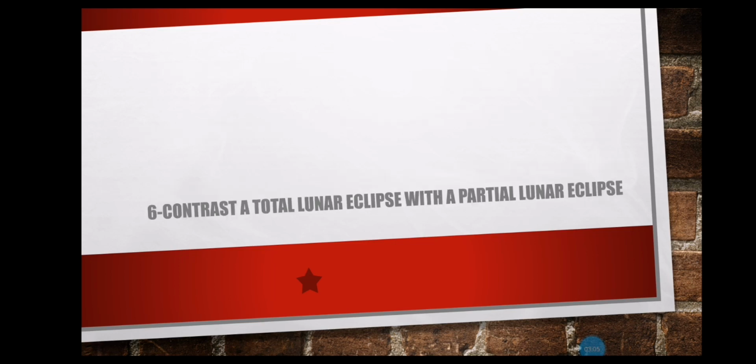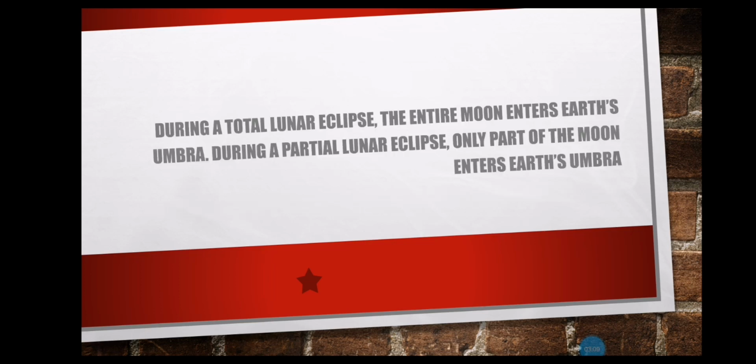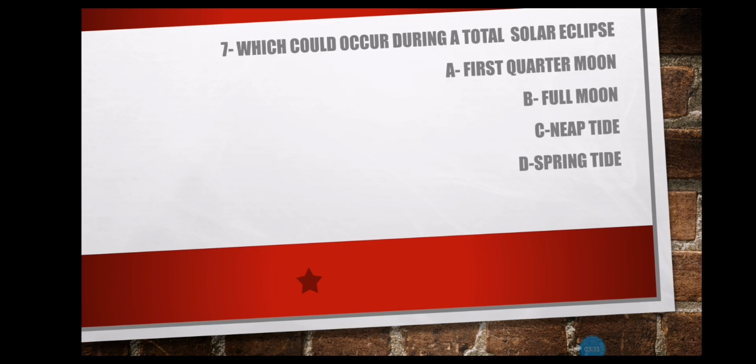6. Contrast a total lunar eclipse with a partial lunar eclipse. During a total lunar eclipse, the entire moon enters Earth's umbra. But during a partial lunar eclipse, only part of the moon enters the Earth's umbra, and you can go back to the video of the lesson in which you can see the difference in the two photos, in the two cases.